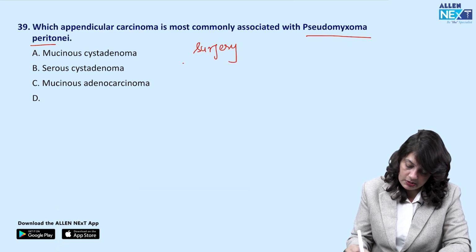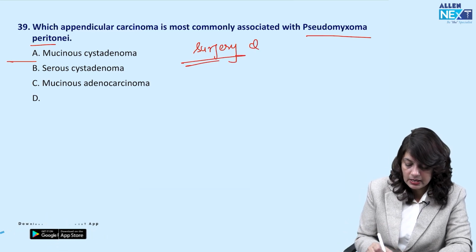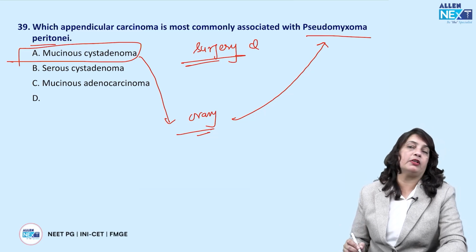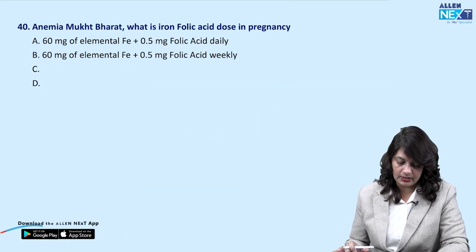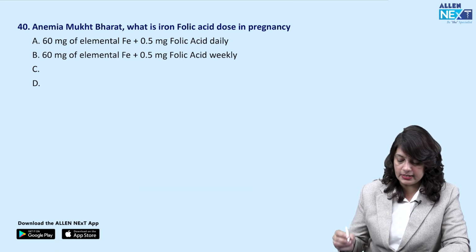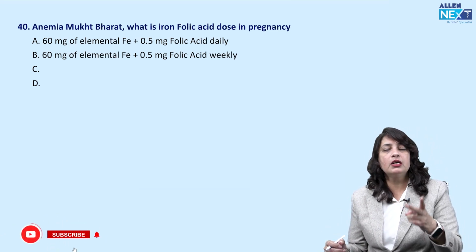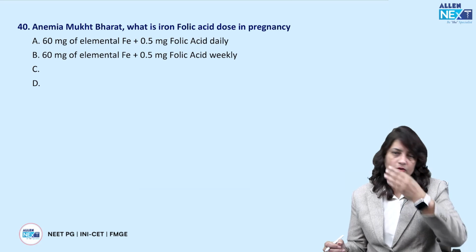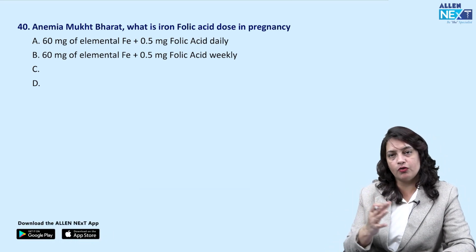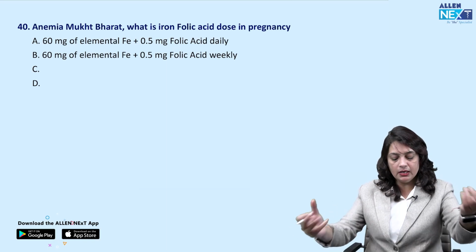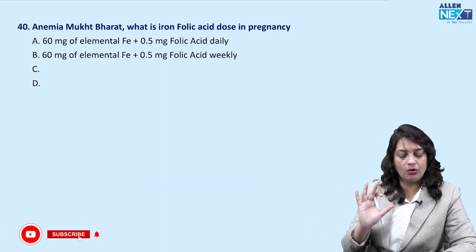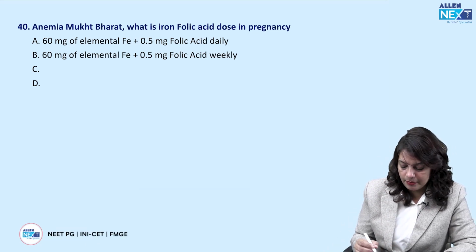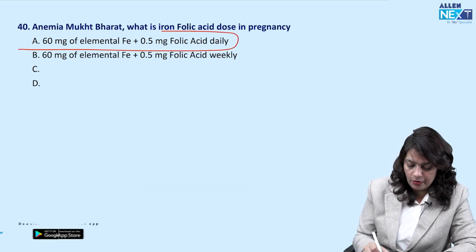It's purely a surgery question, but why I have mentioned it here is because mucinous cystadenoma of the ovary is also associated with pseudomyxoma peritonei. Anemia Mukt Bharat, iron folic acid. So there is always an overlap of 2-3 questions of Obs Gynae with PSM, 1 or 2 questions with pediatrics, or 1 or 2 questions with pharma. So there is always an overlap whether you count it in gynae or you count it in the other subject. Question correct होना चाहिए, किसी में भी count करो. So Anemia Mukt Bharat iron folic acid dose is 60 milligram of elemental iron and 0.5 milligram of folic acid daily.